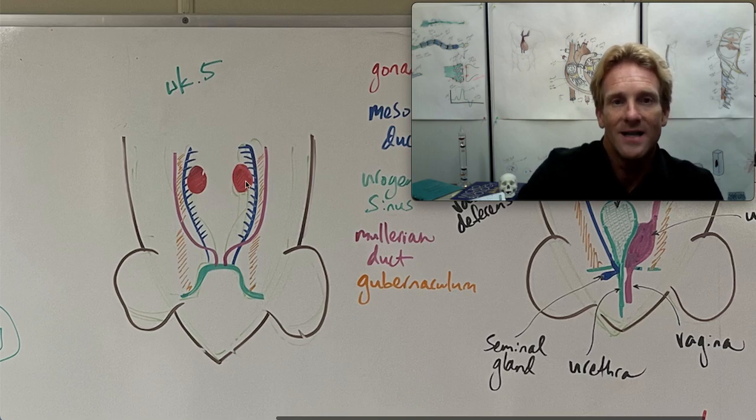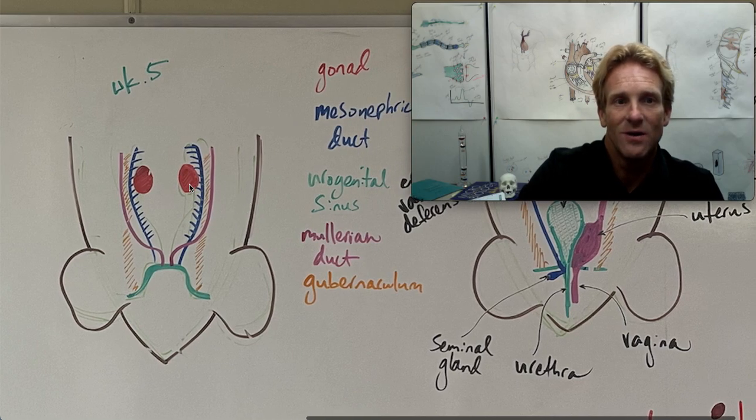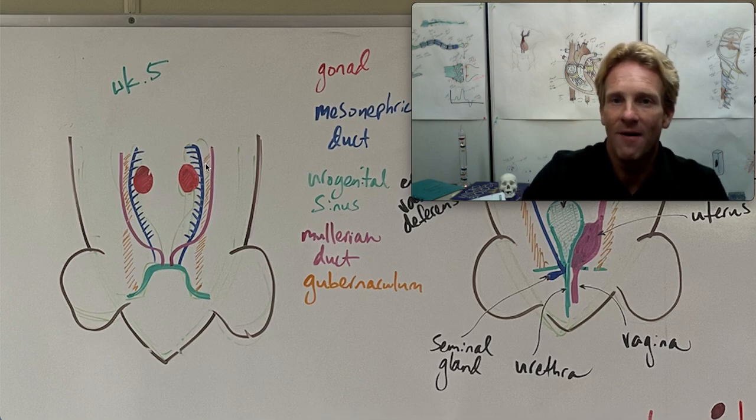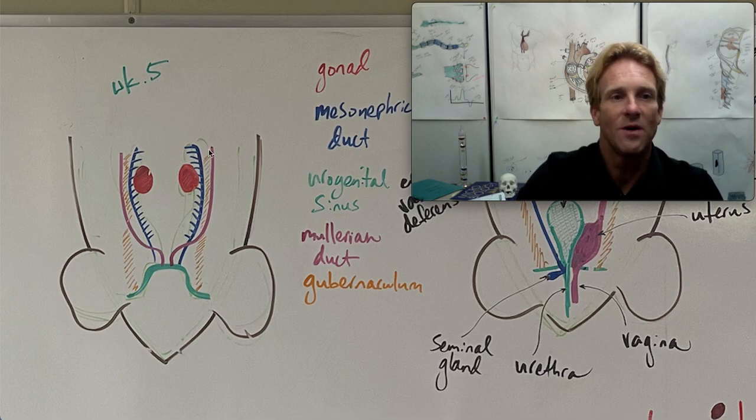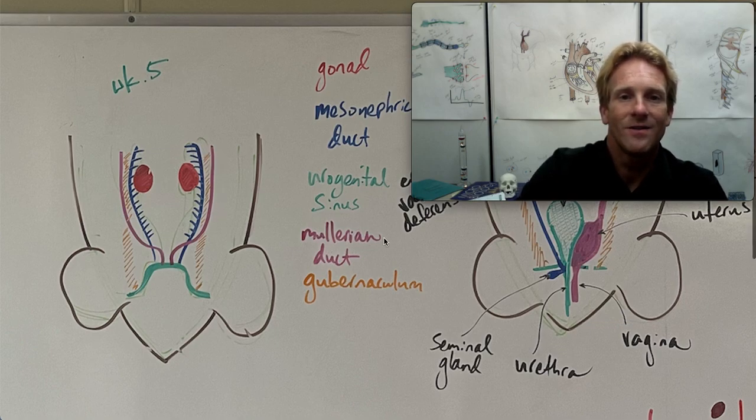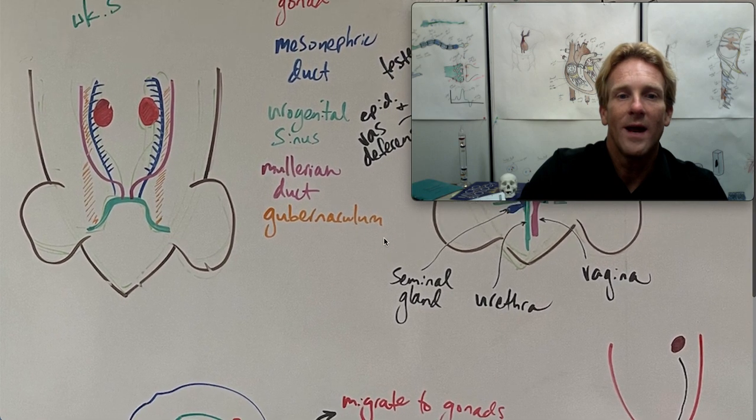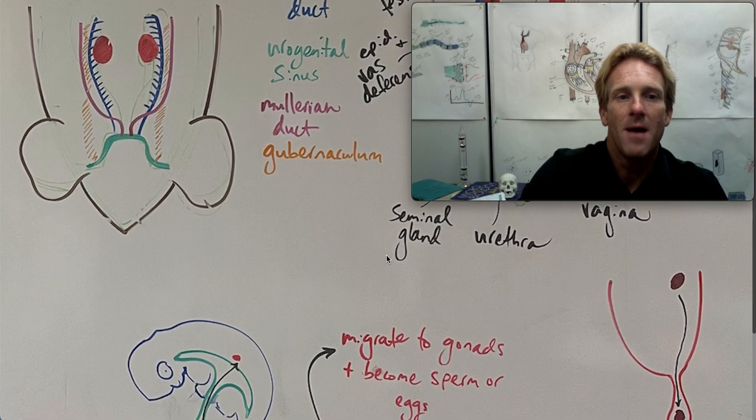We have the gonads here. The gonads are connected to this mesonephric duct. That was part of the mesonephros, which was associated with the development of the urinary system, and then you had the Müllerian duct. Okay, now let's look at what happens when a male.